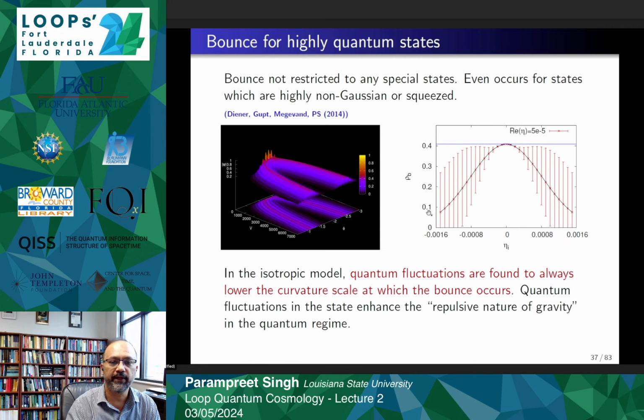And actually what is happening is, if you plot the bounce density versus the squeezedness of the state, you find that if you increase the squeezedness of the state, the bounce density actually goes down instead of going higher. So what it means is that the more quantum the state is, those ħ effects in the quantum difference equation are not canceling them, but adding on to them to cause a bounce much, much earlier. So quantum fluctuations were found to lower the curvature scale at which the bounce occurs, and the fluctuations in the state actually enhance the repulsive nature of gravity.